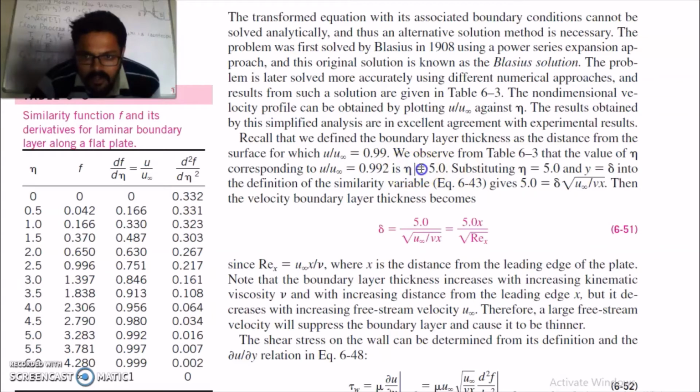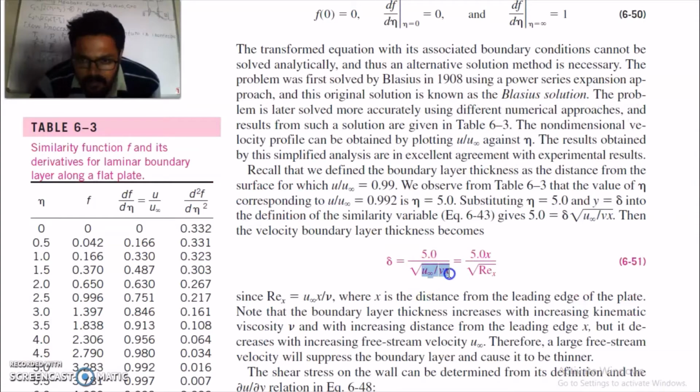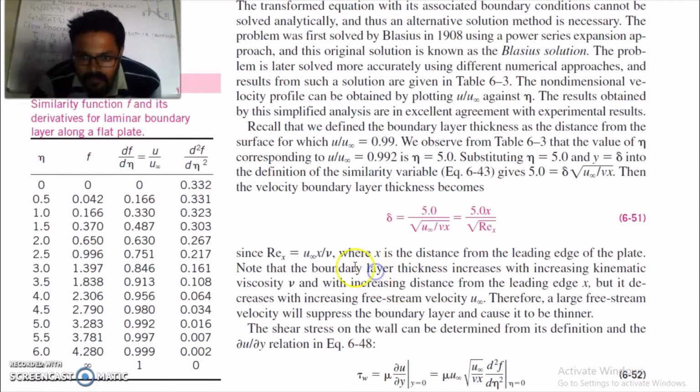You can substitute this value of eta equal to 5 in this equation, and when the velocity is 0.99 of u infinity, then y is equal to delta, which is the boundary layer thickness, and this number we know from the definition is the Reynolds number, where x is the distance from the leading edge of the plate. Note that the boundary layer thickness increases with increasing kinematic viscosity. If this value increases, delta will increase.